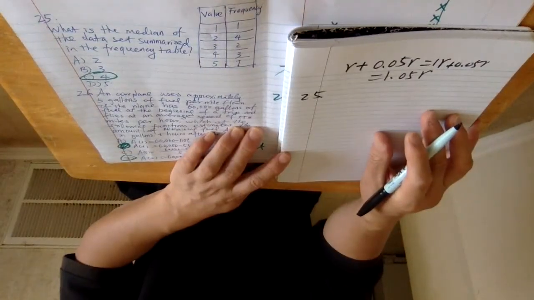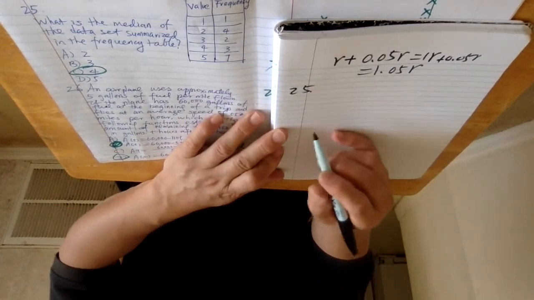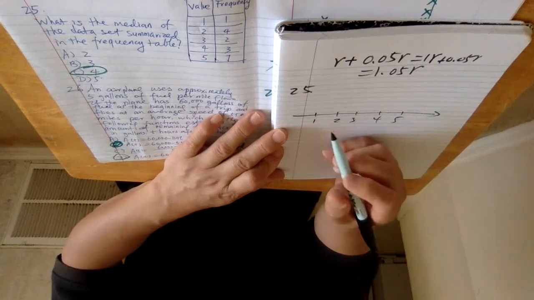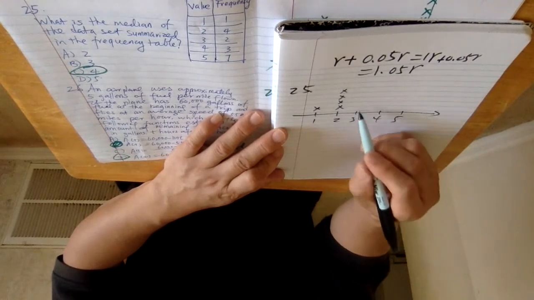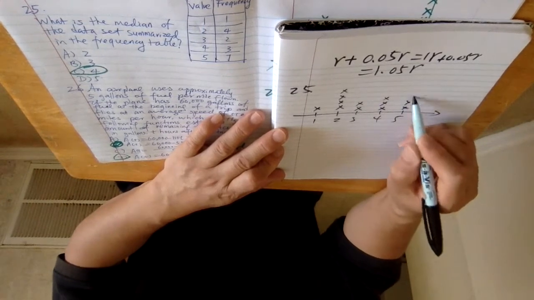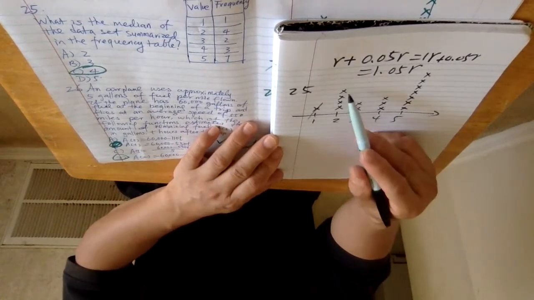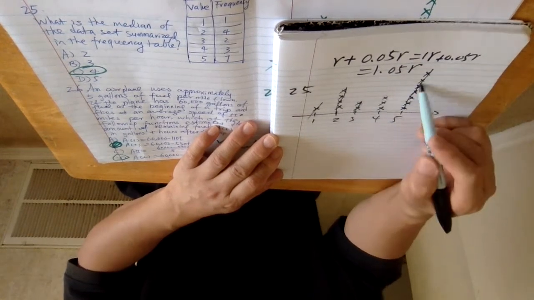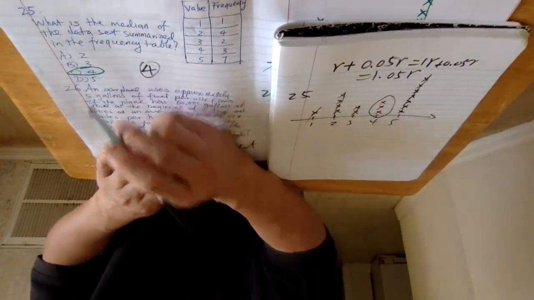Number 25. What's the median of the data set summarizing the frequency table? For the frequency table, we need to make a frequency table here. 1, 2, 3, 4, 5. For the value 1, we have 1. For the value 2, we have 4. For the value 3, we have 2. For the value 4, we have 3. For the value 5, we have 7. Now we're going to cross out the ones we do not need. That's a 5 here. 1, 2, 3, 4, 5. Let's cross out. Then we have 2 here. So what's left over will be 4. So the answer will be 4 frequency. So it's C equals 4.